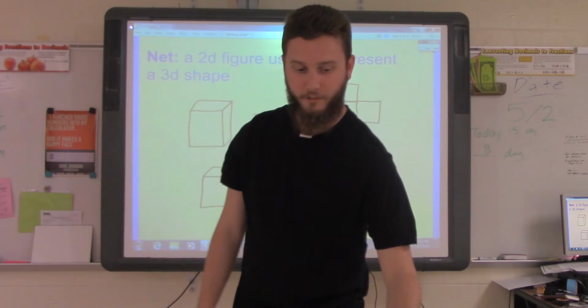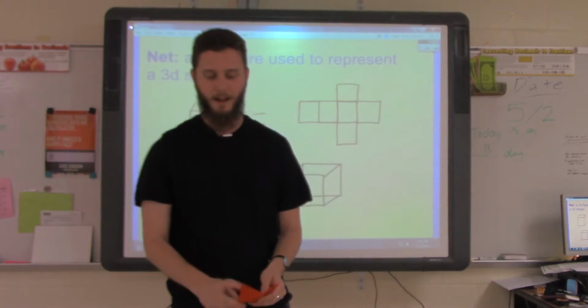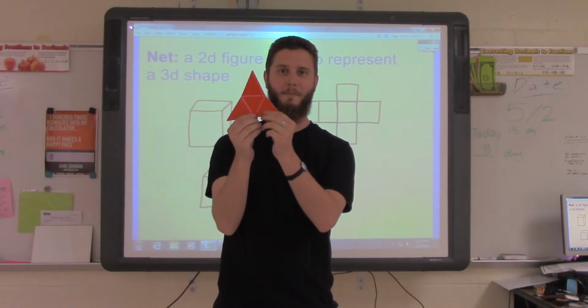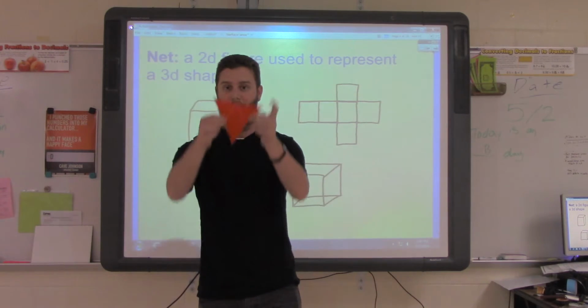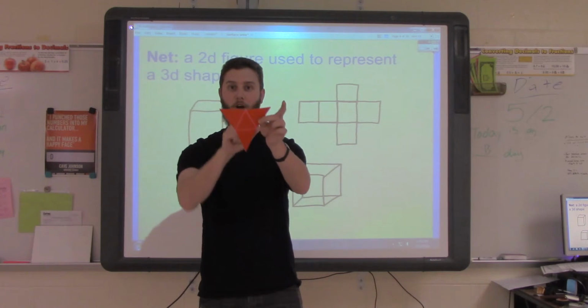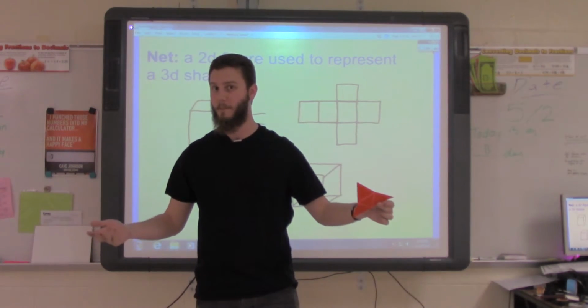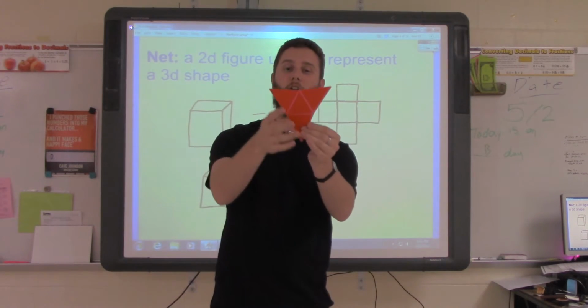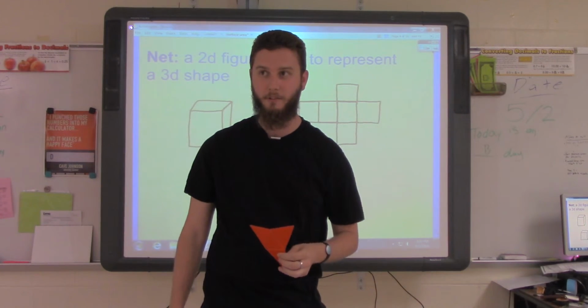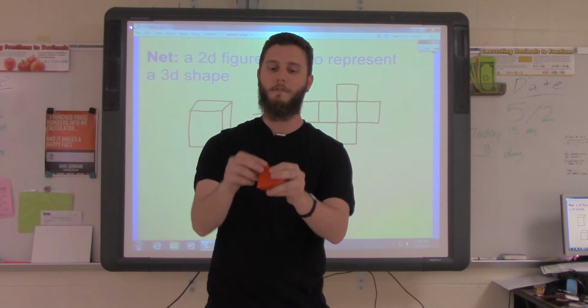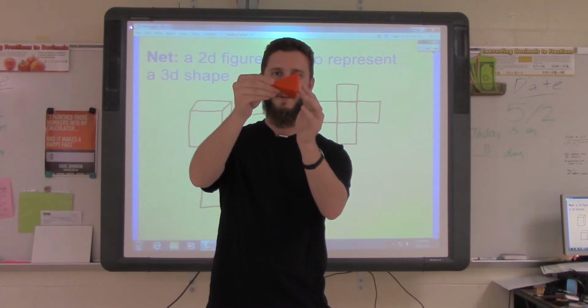As for the other kinds of shapes you might run into, I've got here the triangular pyramid. What you're going to do is you take the base, which is a triangle, that's what identifies the name of the pyramid, and we attach a triangle to each part of the base, fold it up, and we've got ourselves a nice little triangular pyramid.